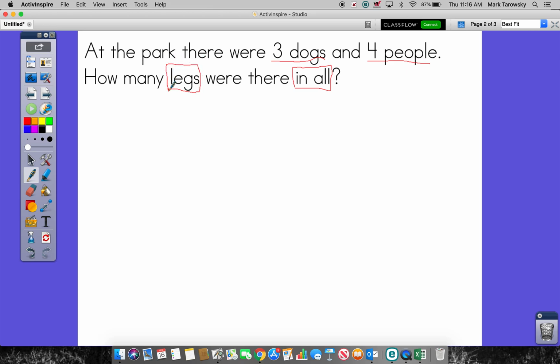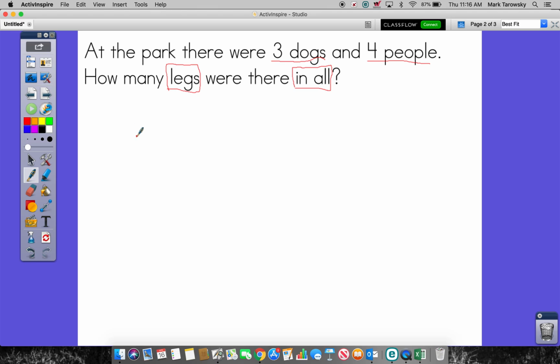I know sometimes we see numbers, we see 3 and 4, and in all we go, oh, 3 plus 4 is 7. Well, it is 7, but it's not asking how many creatures or how many living things. It's asking how many legs. And let's think about a dog. A dog has 4 legs.